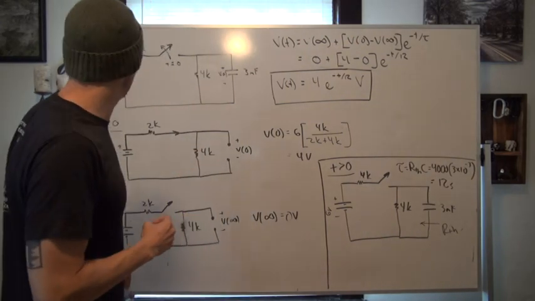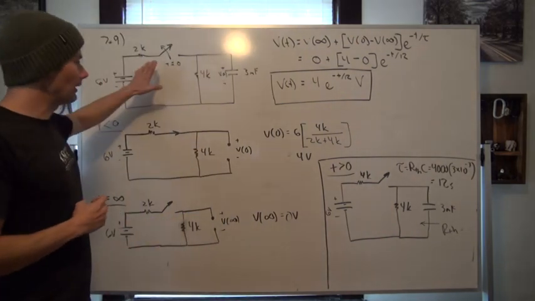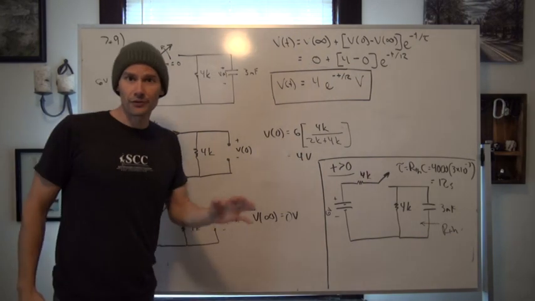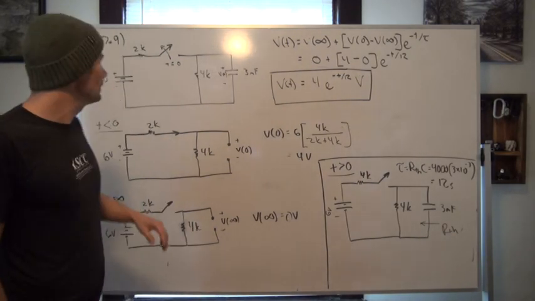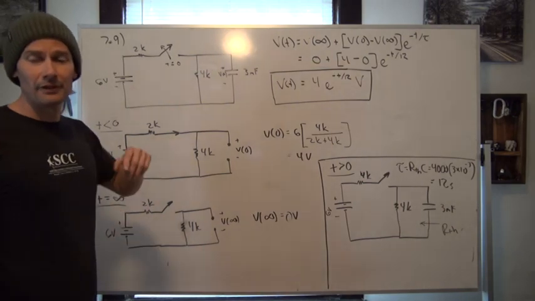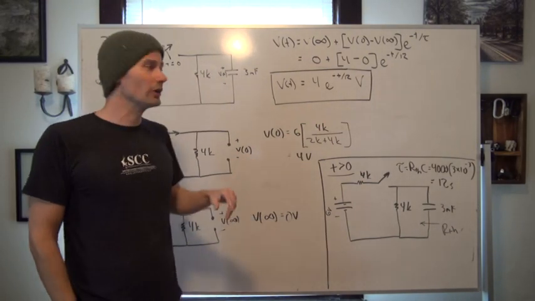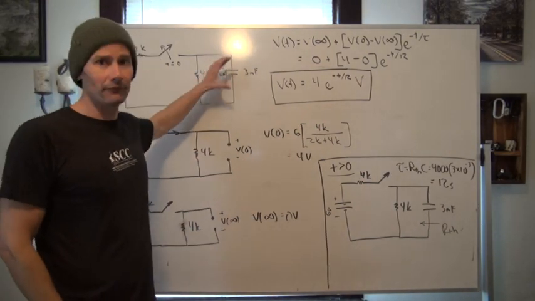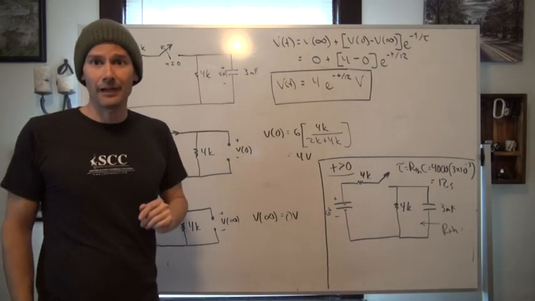Now let's take a look at 7.9. 7.9, basically what we considered a source-free RC circuit. And so basically the switch opened at t equals 0, which we had initially driven current to establish a voltage across this 3 millifarad capacitor.